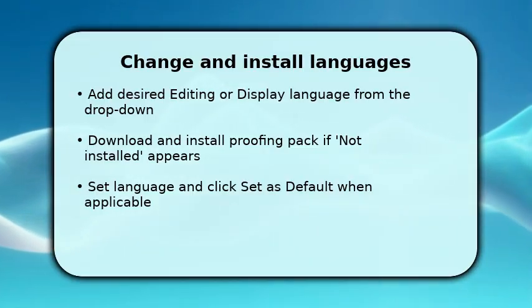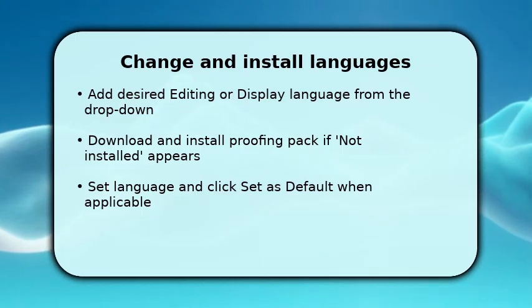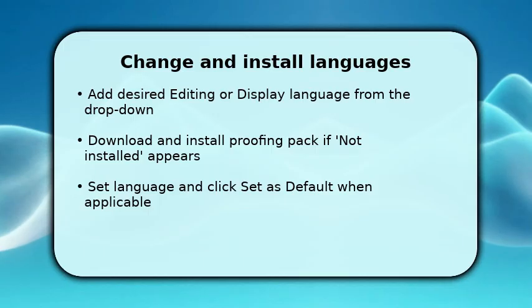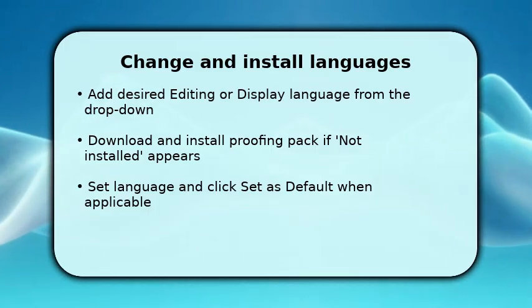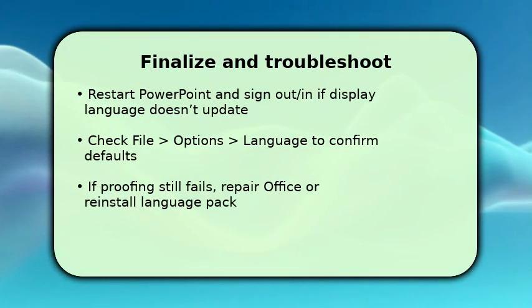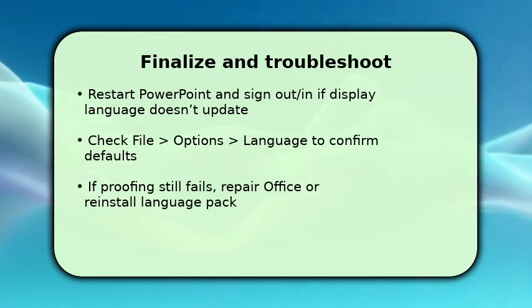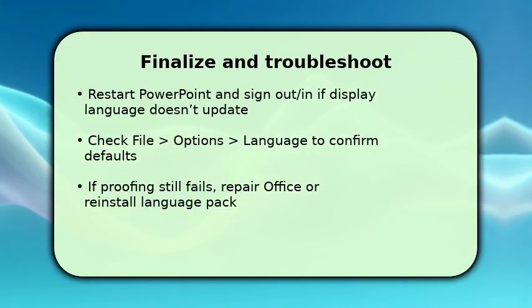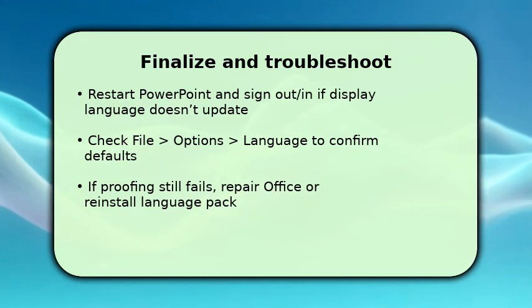After installation, select the language and click Set as default for editing or display as needed. Make sure to restart PowerPoint so the new tools and UI language load correctly. To finish, restart PowerPoint and, if necessary, sign out of your Office account and sign back in so display changes propagate. Verify defaults in File Options, Language, and test spell check on sample text.